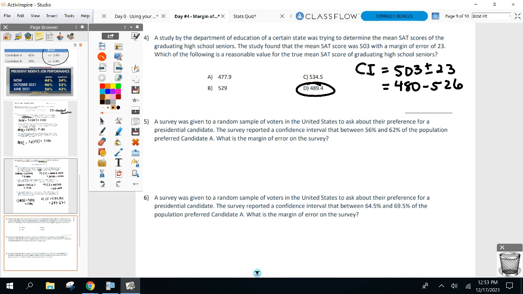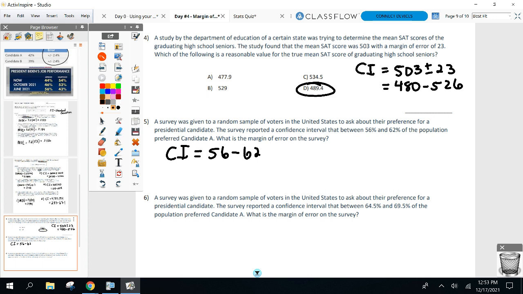Good deal. All right, see what you can do on this one. Now I'm going to give you the confidence interval. What was the margin of error? So I got a confidence interval of 56 to 62. Oh boy, how are we going to figure out the margin of error? I don't want to give this away. Remember, the margin of error is what I add to the mean, both sides, the same number, both sides.